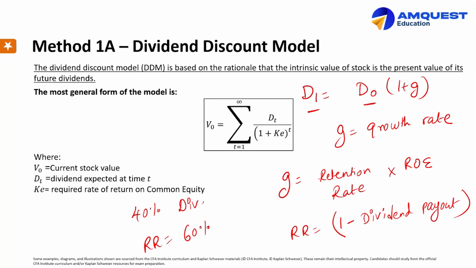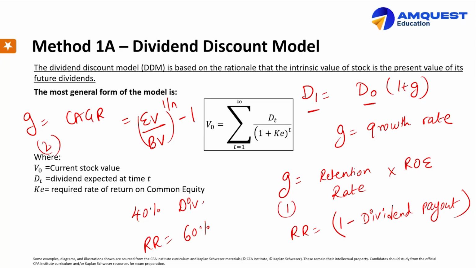G can be calculated. This is the first method of calculating G. The formula is retention rate multiplied by return on equity. Retention rate can be calculated as 1 minus dividend payout rate. If the dividend payout rate is 40%, then the retention rate is 60%. So this is one way to calculate the growth rate. The second way to calculate growth rate is CAGR, and the CAGR formula is ending value divided by beginning value, the whole raised to 1 upon n minus 1. So this is the second method of calculating growth rate, and this is the first method. Are the formulas clear so far?